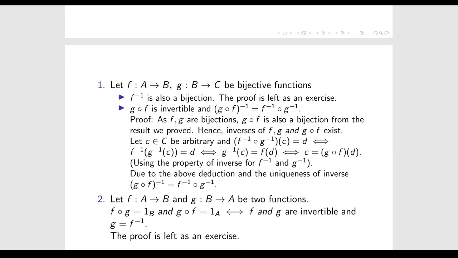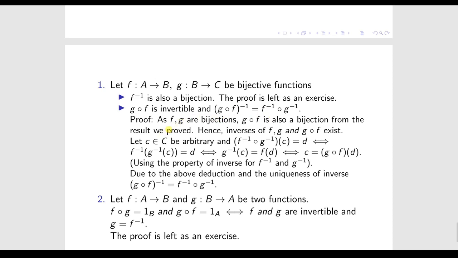Here are some other results. Let f from A to B and g from B to C be bijective functions. f inverse is also a bijection. This proof is left as an exercise. And this implies that g of f is invertible and g of f whole inverse is equal to f inverse of g inverse.